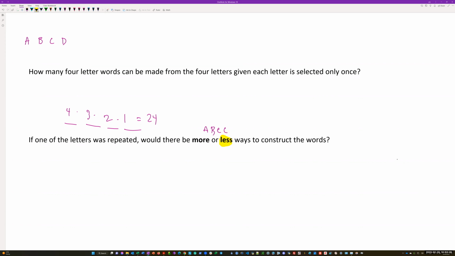What do you mean? No, we're still going to use all 4 letters. So here's a word, for instance, A, B, C, C, right? Why though, based off of these letters, would there be fewer ways than based off of these letters, is what I'm asking.